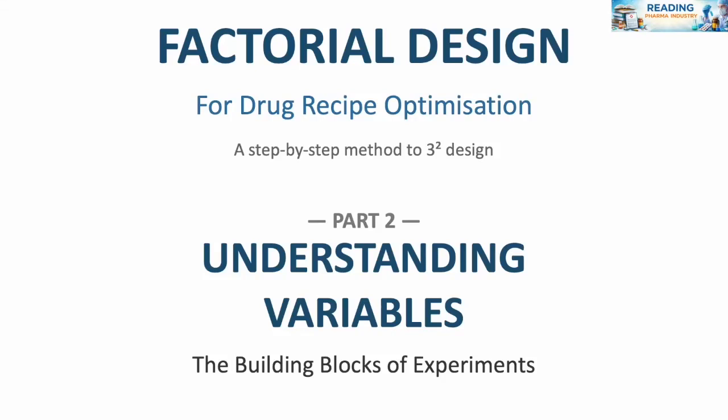So before we dive deeper into factorial design, I would like to clarify the term variables, because this is really important. Variables are the building blocks of any experiment. If you don't understand them clearly, it becomes really difficult to understand the term factorial design. So let's think carefully. Basically, we need to understand what variables are and what the two main types of variables are.